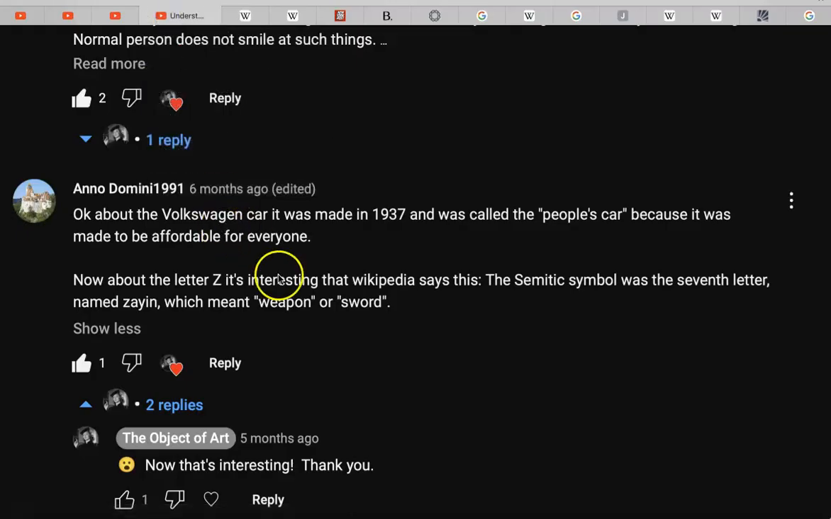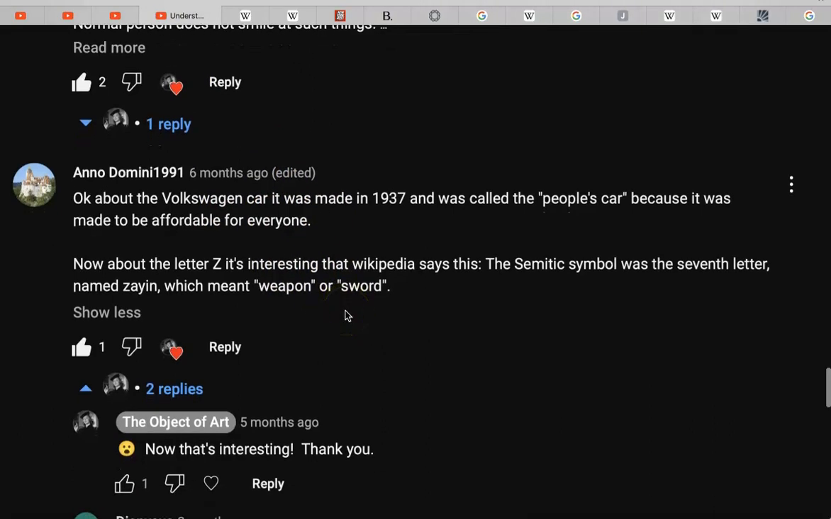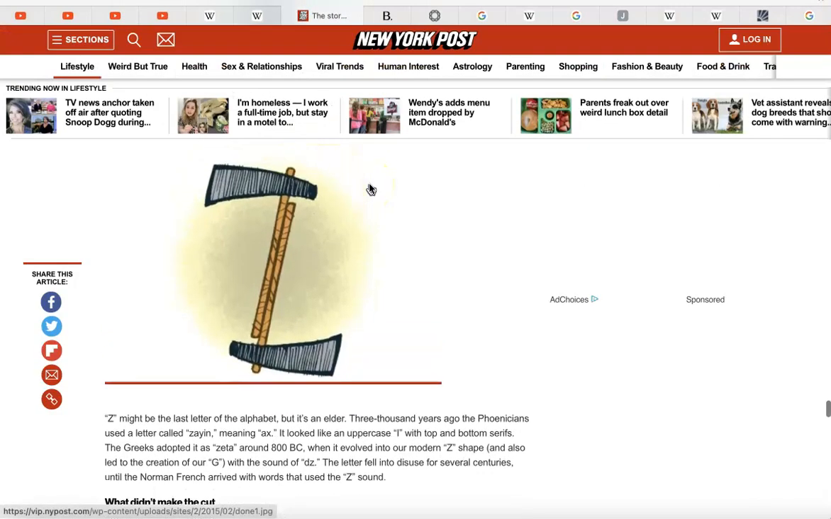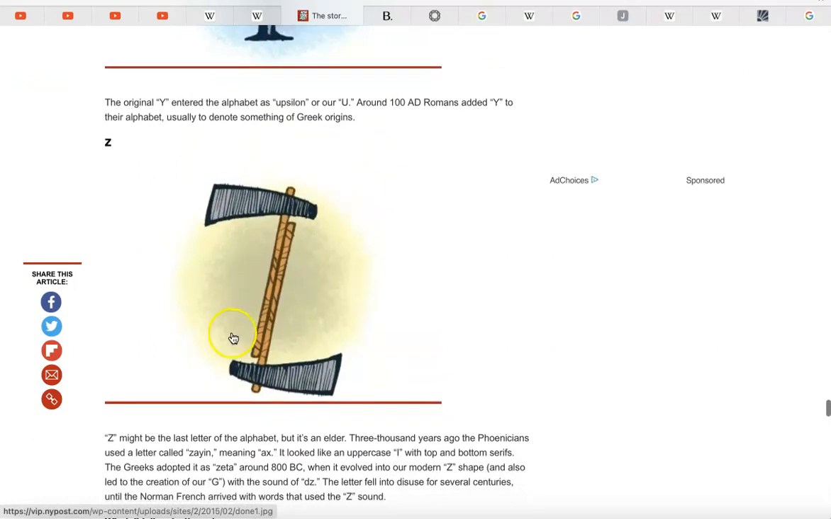But anyway, so yeah, that's Anno. You talked about it, and you're right. You were right about weapon or sword, but it's axe. All right, and remember, I showed you. This is one of the examples I used in the New York Post article. 3,000 years ago, the Phoenicians used a letter called Zayin, meaning axe. Okay, so something's going on, y'all.